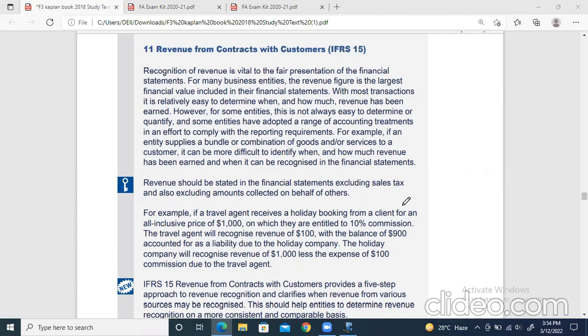So we are just looking at this last topic, and this is called revenue, right? This accounting standard is known as IFRS 15. We have studied IAS 10 above, which was events after the reporting period, right? This one is revenue from contracts with customers. Now first let me give you a small introduction of this.